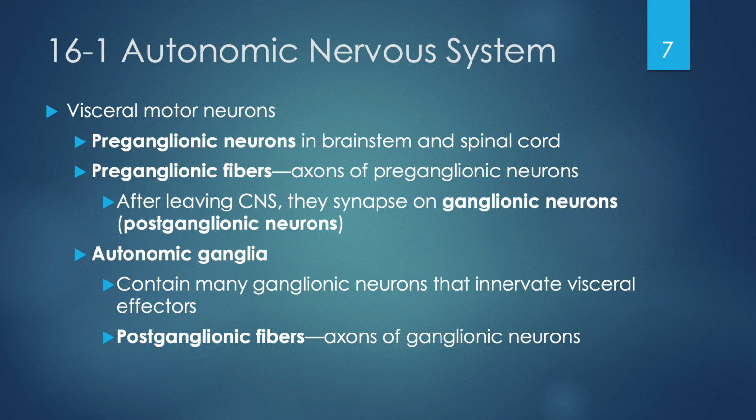After it leaves the CNS, they synapse on the ganglionic neurons, also known as the postganglionic neurons. These autonomic ganglia are going to have many different ganglionic neurons, and they'll innervate all of our visceral effectors. So the postganglionic fibers are going to be those that extend from the ganglion out to the visceral effectors. We're going to discuss this more coming up, but just for now, understand that the preganglionic neurons are the equivalent of our upper motor neurons, and the postganglionic neurons are the equivalent of the lower motor neurons, if you want to draw that comparison.